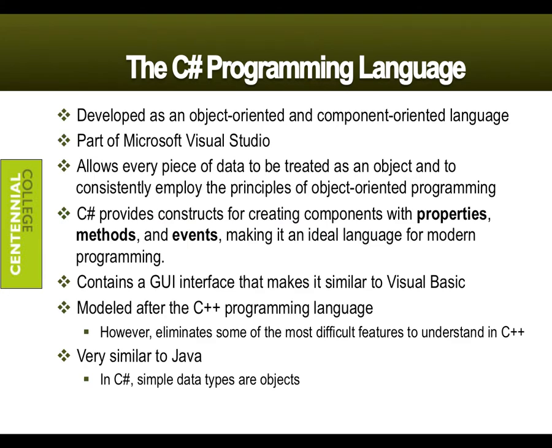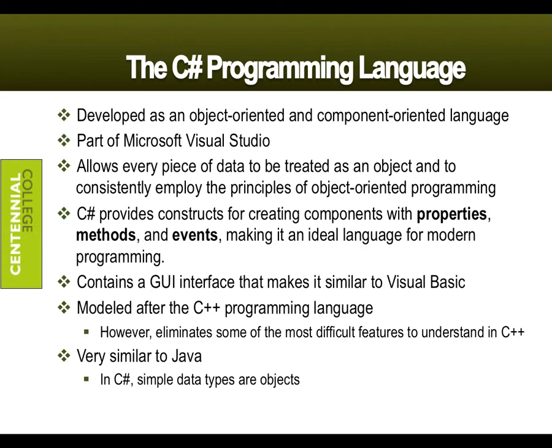So where did this C# programming language come from? Well, it's a C-style language. Remember, way back in the day they came up with this language called C. Well, it came from there. Like it says here, it's an object-oriented and component-oriented language. It's part of the whole Microsoft Visual Studio suite of languages. The special thing it does is allow every piece of data to be treated as an object. And it's very similar to Java, if you've programmed in Java.